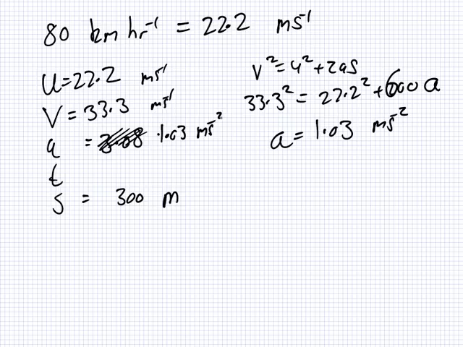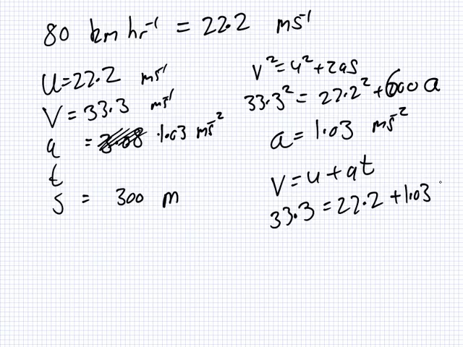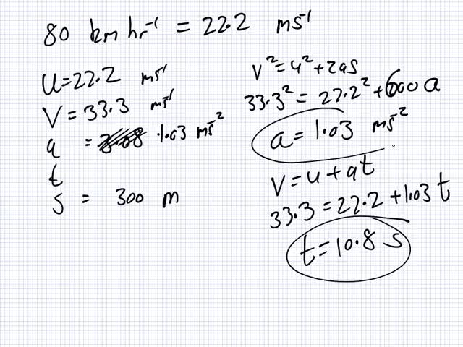And then let's get the T. What formula? I'll go with V equals U plus AT. So we get 33.3 equals 22.2 plus 1.03T. Did you get something like 10.8? Yeah. Great, 10.8 seconds. They're the two answers for number one. Okay, number two now. Just make sure your answers are right.